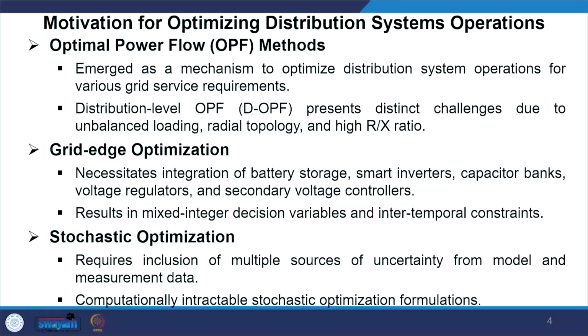Now, considering optimization, the first one is optimal power flow. OPF methods emerged as a mechanism to optimize distribution system operation for various grid service requirements, and distribution-level OPF, popularly known as D-OPF, presents distinct challenges due to unbalanced loading, radial topology and high R/X ratio. It necessitates integration of battery storage, smart inverters, capacitor banks, voltage regulators and secondary voltage controllers, which results in mixed integer decision variables and intertemporal constraints.